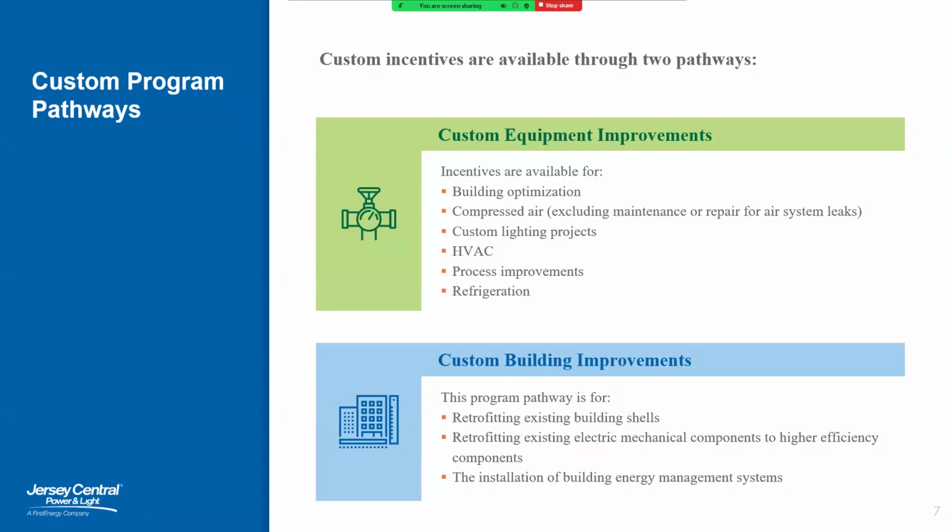So for the custom equipment improvements pathway, this is for projects that include building optimization. It includes compressed air systems, custom lighting projects, HVAC chillers, boilers, as well as improvements to your data center equipment and servers, in addition to any emerging technologies. Whereas the custom building improvements pathway is for improvements to the building shell or improvements to the building mechanical components. For example, retrofitting your building to a higher efficiency and energy management systems within the building.